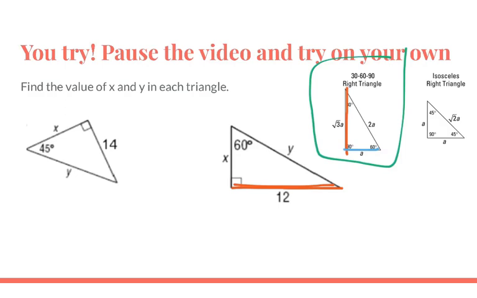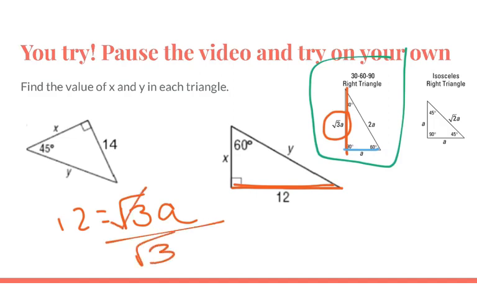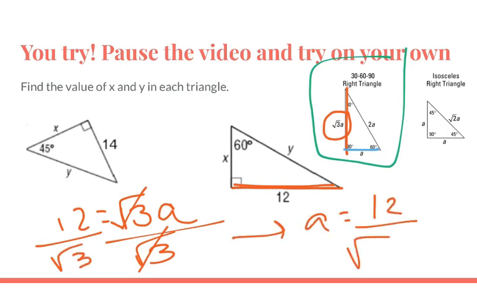If 12 is the long leg and it equals square root 3 times a, or short leg, or x, whatever you want to call it, then just set that up as an equation. 12 equals square root 3 times a. And then I could just solve for a. So let's do that. Let's divide both sides by square root 3. And so let me bring it over here. I have a equals 12 divided by square root 3.